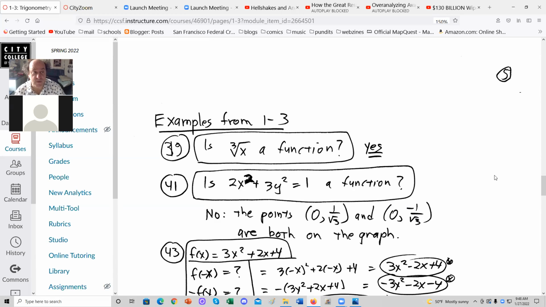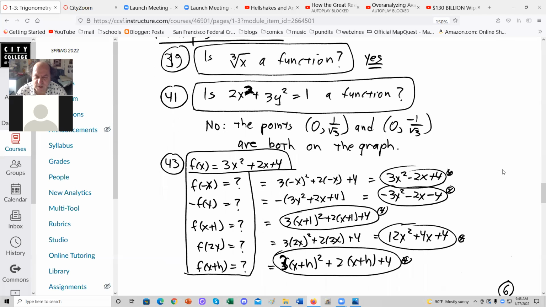And therefore, it fails the vertical line test and is not a graph of a function. It's actually a graph of an ellipse. Let's see, I think we mentioned that before. Here a function: 3x squared plus 2x plus 4.